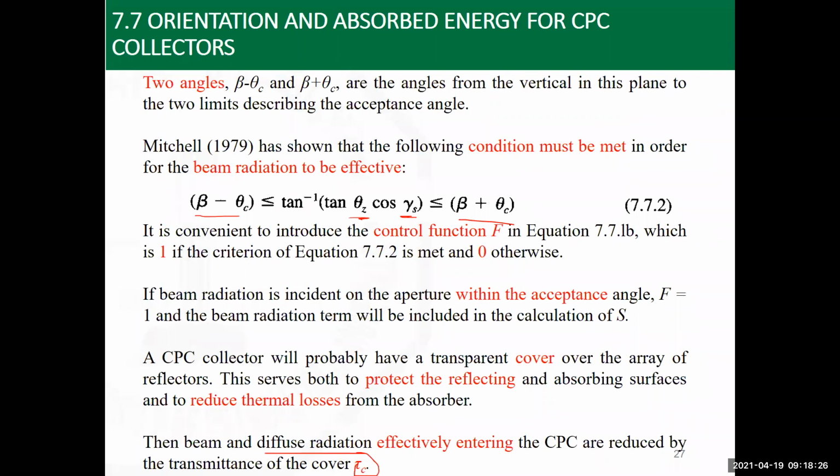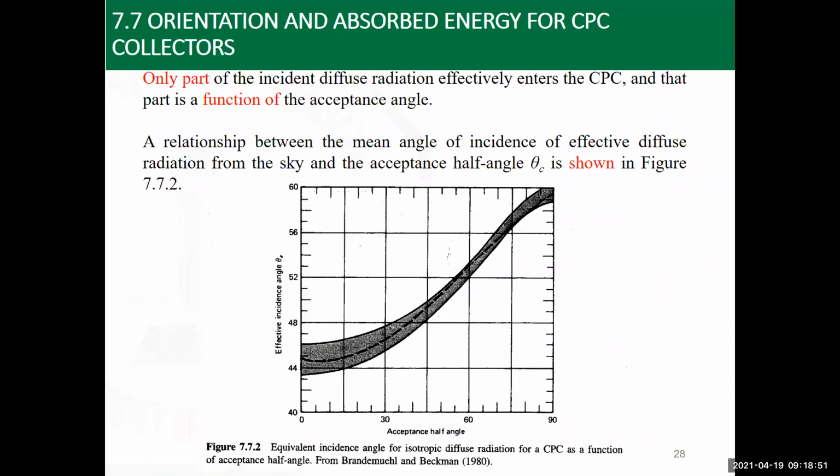We check whether beta minus theta c is less than this value, and whether beta plus theta c is higher than this value. In other words, if this value is limited by these two angles, then the value of F is going to equal 1, and the energy is going to fall into the aperture area. If this condition is not met, then no beam radiation component will fall into this collector.